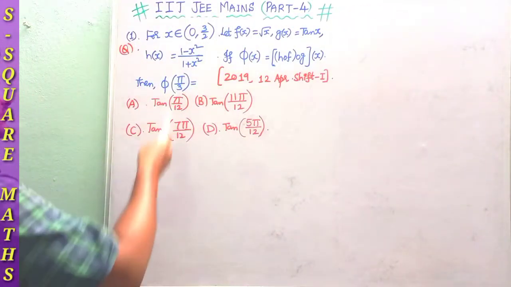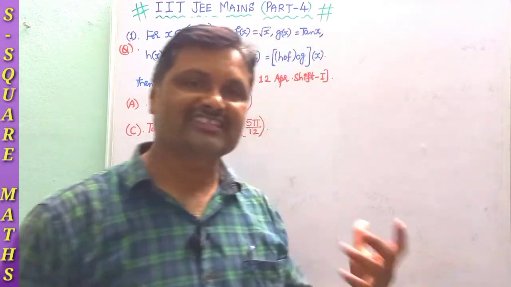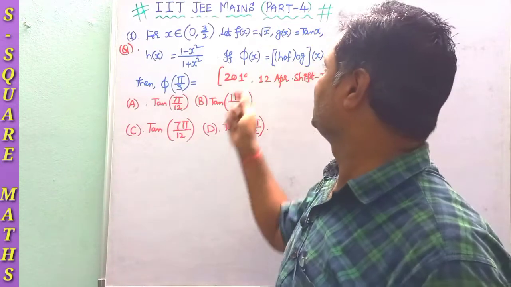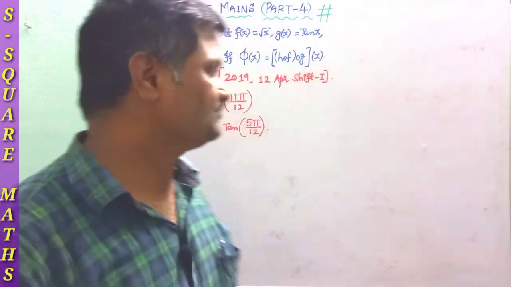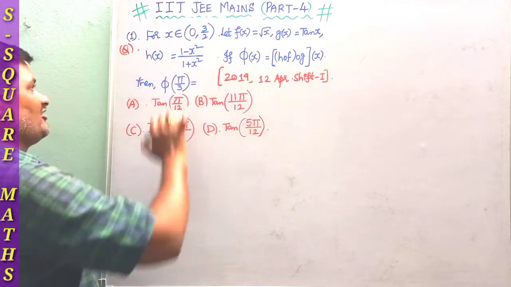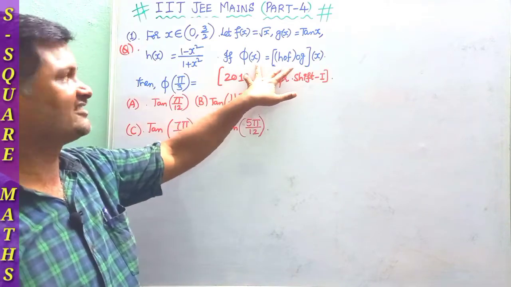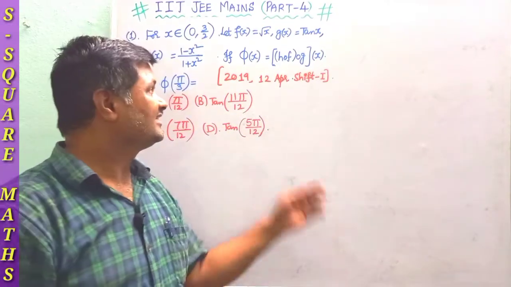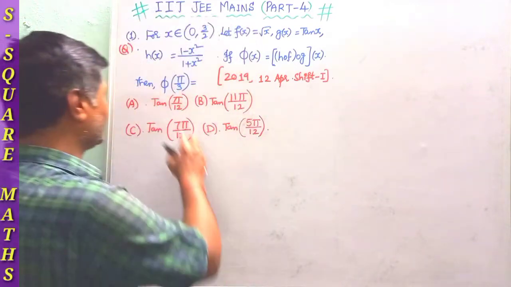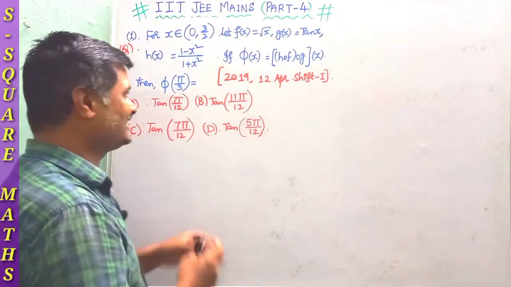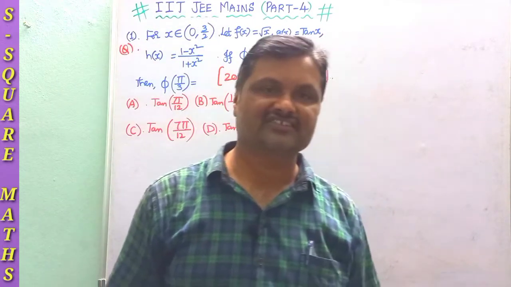For x belongs to the open interval 0 comma 3 by 2, f of x and g of x are defined such that f of x is root x and g of x is tan x. Now h of x is given as 1 minus x square by 1 plus x square, and the function phi of x is defined as h circle f circle g of x. Then we had to determine phi of pi by 3. It was asked in 2019, 12th April, shift 1.